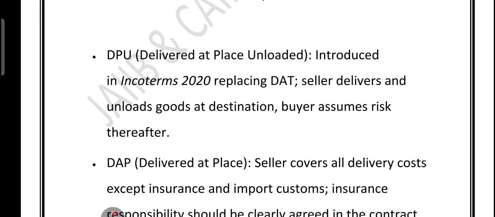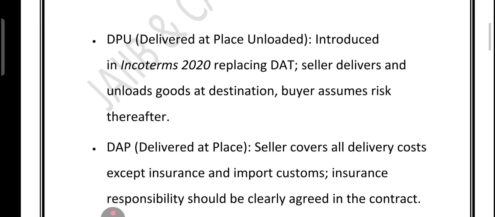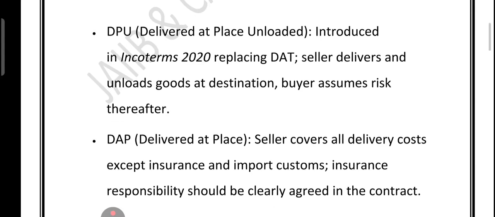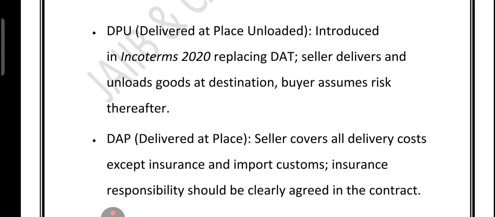So friends, let's finish our Incoterms with the last set of delivery terms and a few important points. If we talk about DPU, it stands for delivery at place unloaded, which means this one replaced the old term DAT. Earlier it was called DAT. Now this DAT has been replaced, right, in the Incoterms 2020. So the seller delivers the goods to the destination and unloads them. After unloading, the buyer takes control over the risk. So here the seller is delivering the goods onto the buyer's country port.